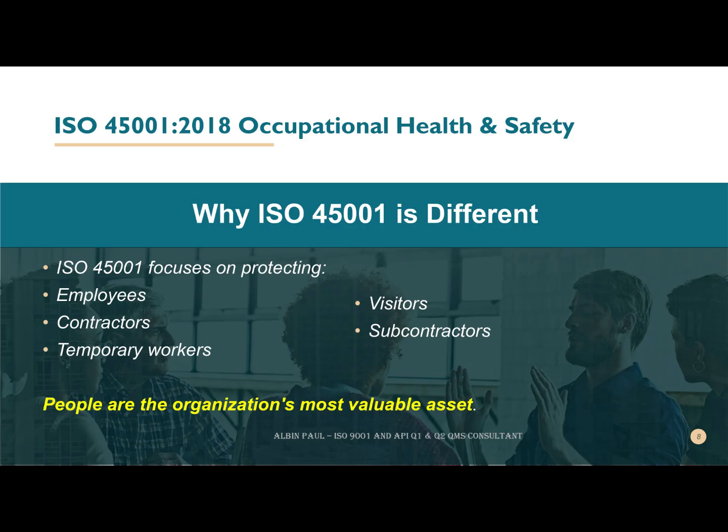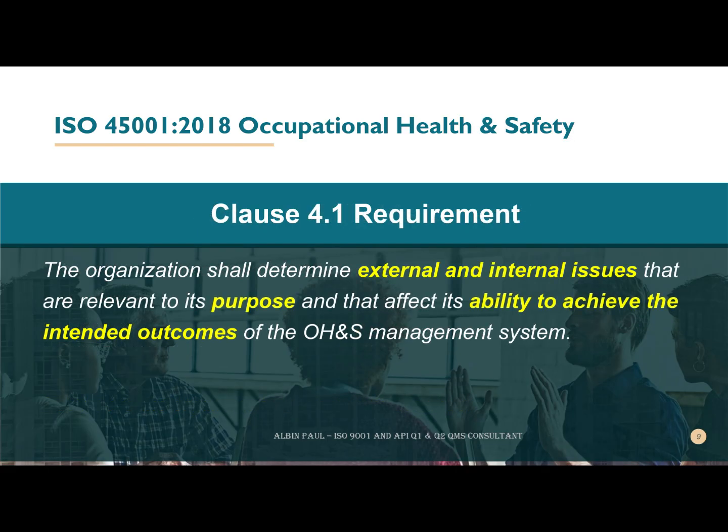Now let's read the actual requirement of Clause 4.1. It states, the organization shall determine external and internal issues that are relevant to its purpose and that affect its ability to achieve the intended outcomes of its occupational health and safety management system. At first glance, this sentence seems very straightforward, but every word carries significant meaning. Let us understand it piece by piece.